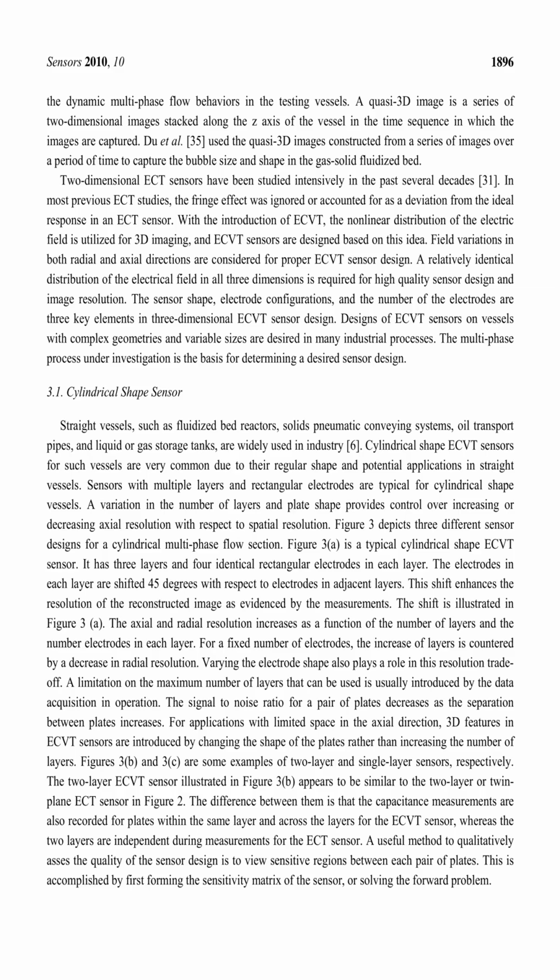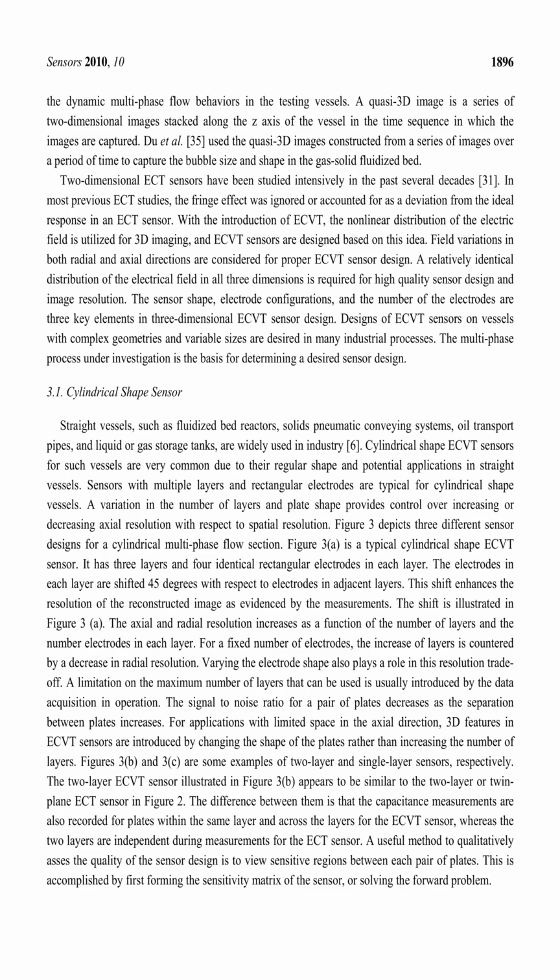1. Cylindrical shape sensor. Straight vessels, such as fluidized bed reactors, solids pneumatic conveying systems, oil transport pipes, and liquid or gas storage tanks are widely used in industry. Cylindrical shape ECVT sensors for such vessels are very common due to their regular shape and potential applications in straight vessels. Sensors with multiple layers and rectangular electrodes are typical for cylindrical shape vessels.